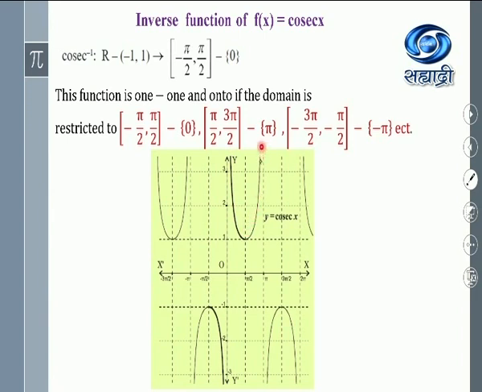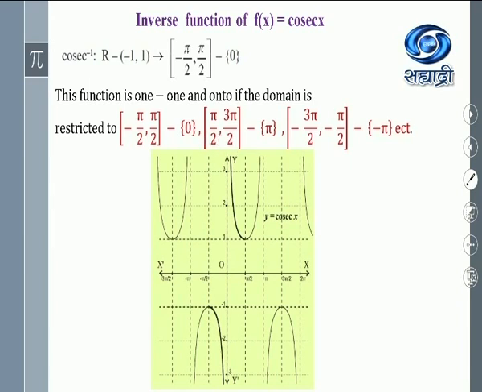Or you may be having this branch, or this branch, or this branch. For each of these intervals, these different branches become one-one and onto. Therefore, we can define the inverse function. So, what are those intervals? Let us see. -π/2 to π/2, and we'll have to exclude singleton 0, that I already explained.